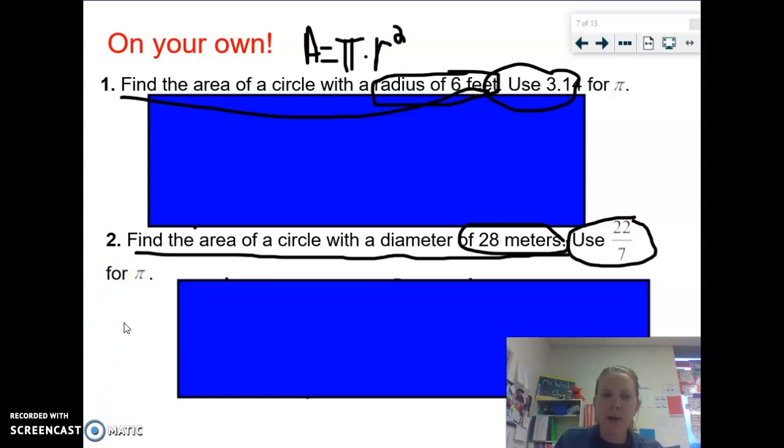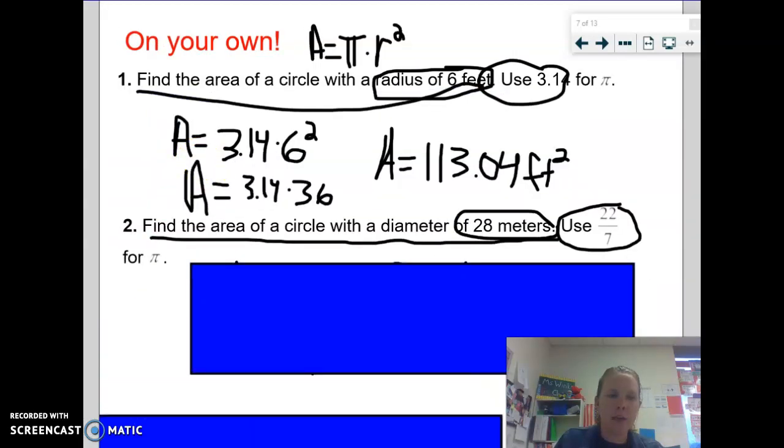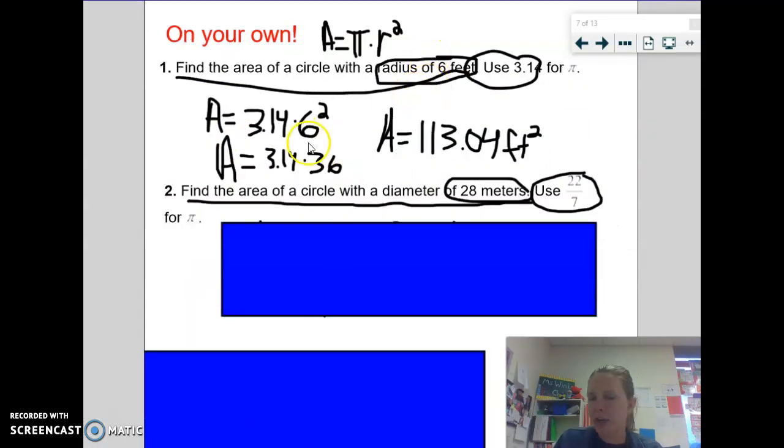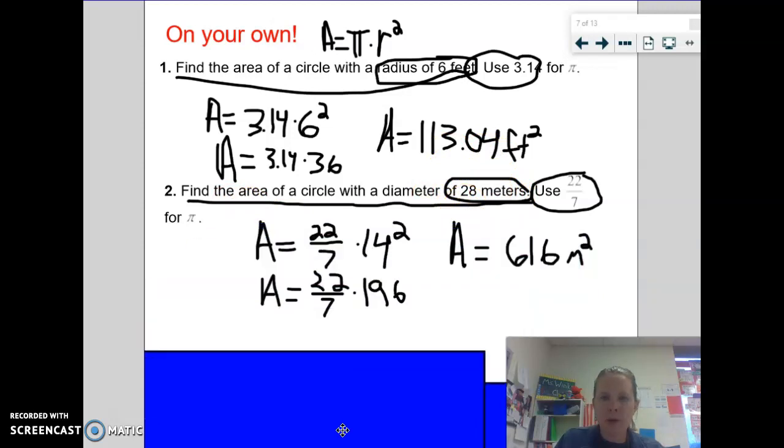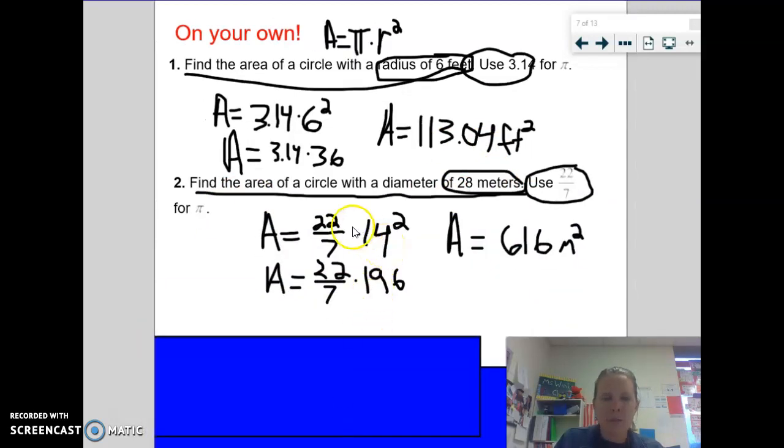All right, welcome back. Here are your answers for your on your own. So for your first one, because it is a radius, I can just plug in that 6. Your answer is going to be 113.04 feet squared. Problem number 2 then, it is a diameter. Make sure you divide it by 2 so that your radius is 14. Multiply those out, you get an answer of 616 meters squared. Make sure your units are right as well.